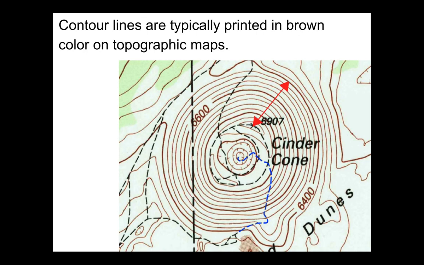Contour lines. So now we get into the meaty stuff. Contour lines are printed in brown. I've added this blue line. They don't use blue for contour lines on topographic maps. They use blue for rivers. They don't use blue for trails, but I thought it stood out more. They use black, but I don't remember why I wanted to emphasize that trail, but I did. So these brown lines, 6,600, 6,800, those are contour lines.